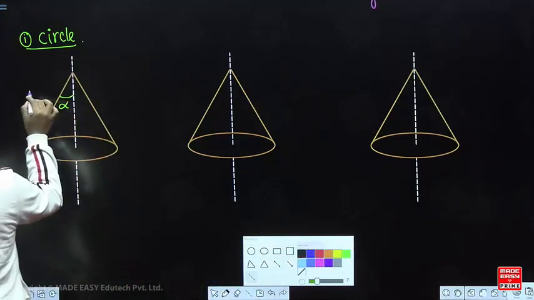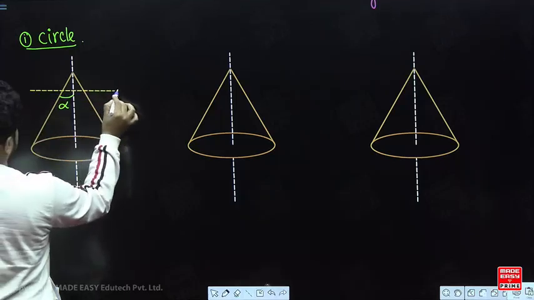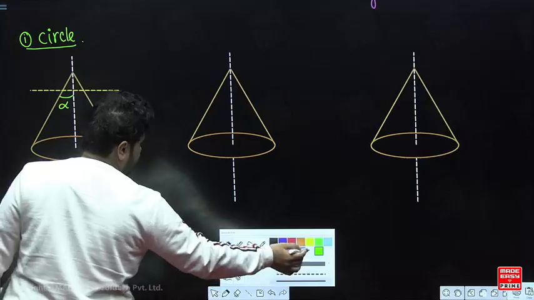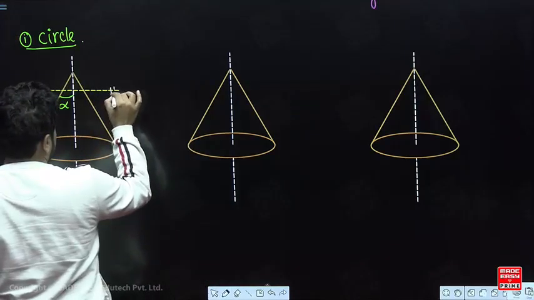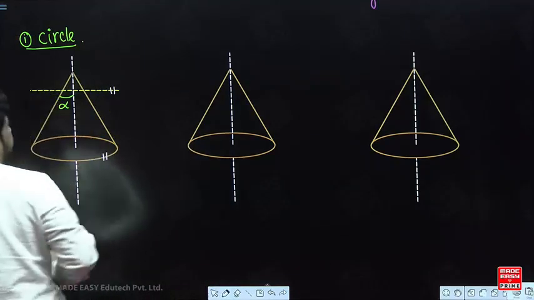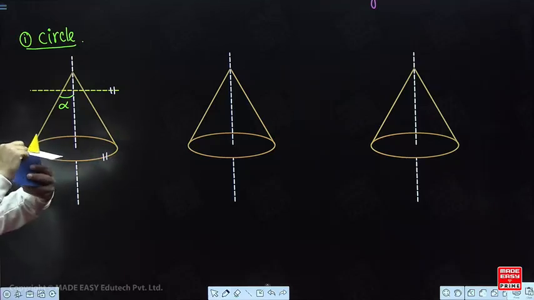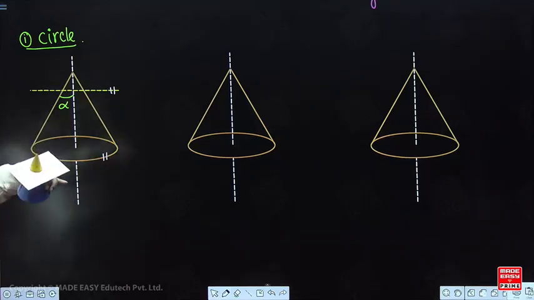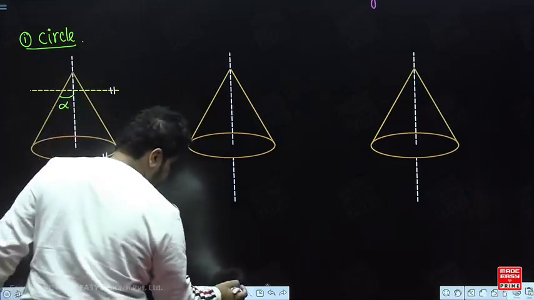So how am I going to cut it? I am going to cut parallel to the base, right. So you can say that this side and this base are parallel to each other, isn't it? You can see that this cutting plane, which looks like a line, is parallel to the base, right.